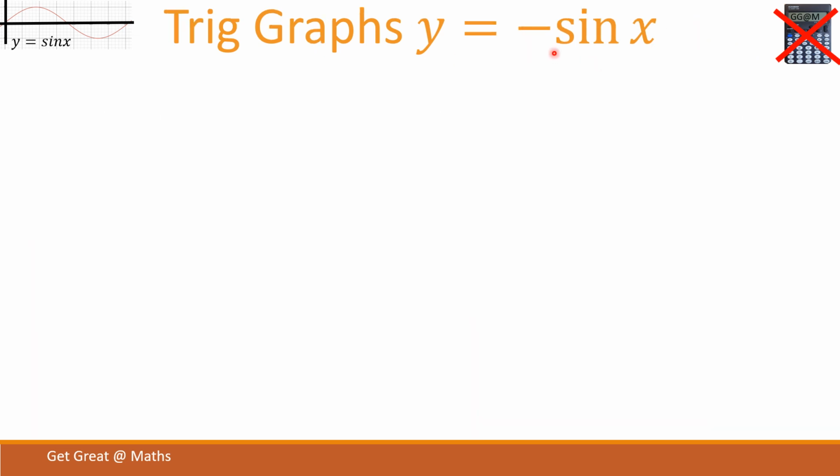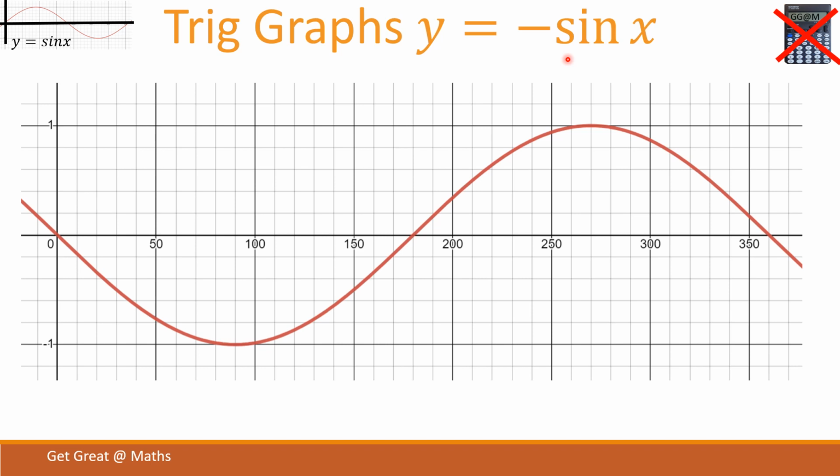We're now going to look at what happens when I've got a minus. So I've got y equals minus sine of x. Again, we're going to go back to the original graph of y equals sine x. What does this negative do to the graph? Have a go at drawing the graph. Press play when you're ready to see the answer. So well done if you've had a go at drawing the graph.